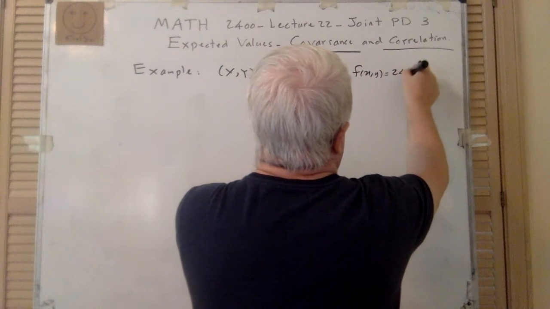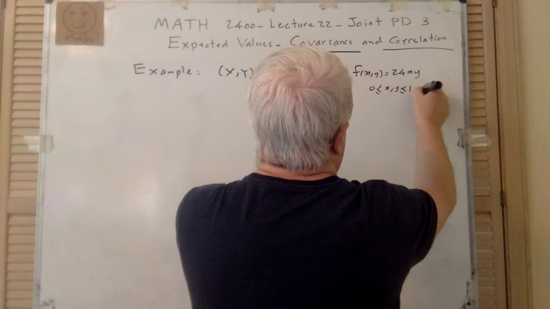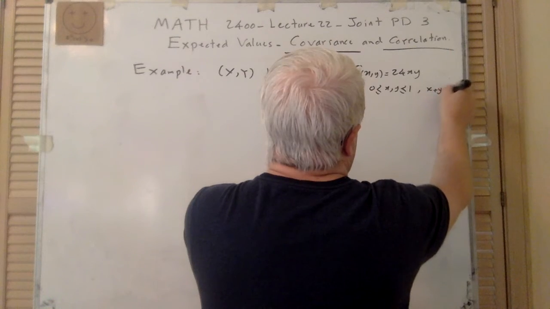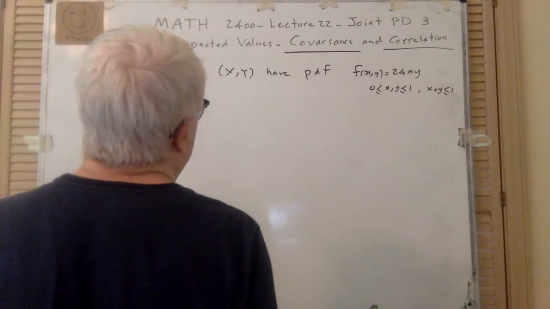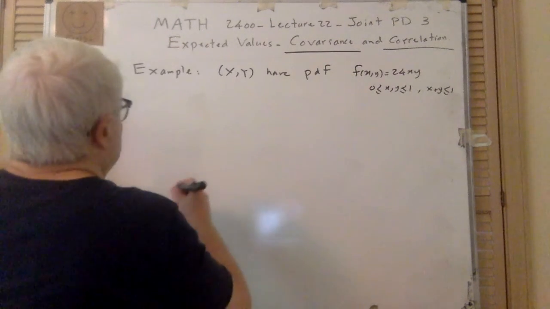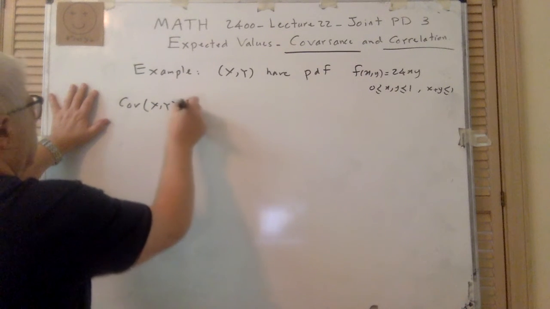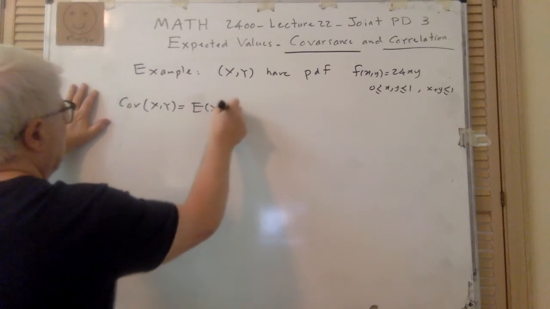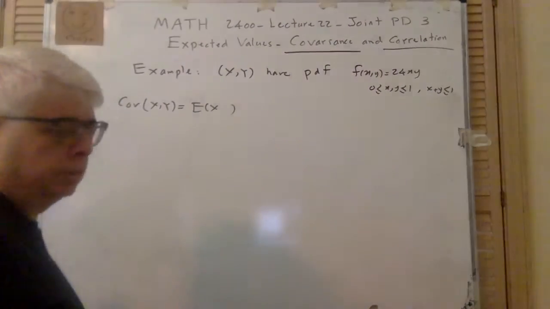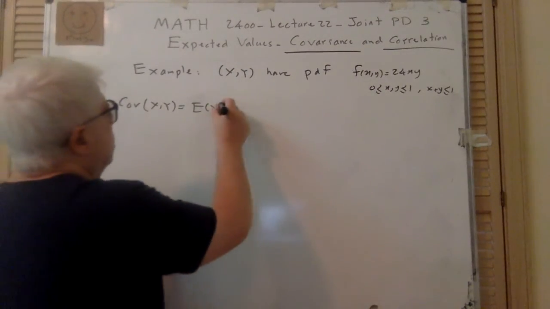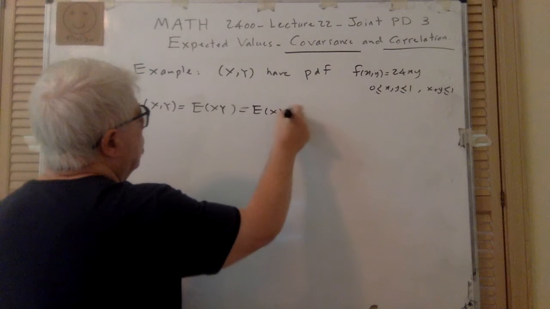So remember the PDF was 24xy for x and y between 0 and 1, and x plus y less than 1, and 0 otherwise. So what happens here? Let's find the covariance of x comma y. That is E of x times y minus E[x] E[y], right?